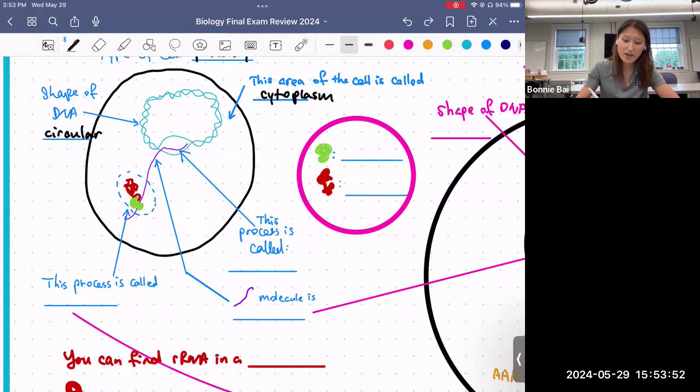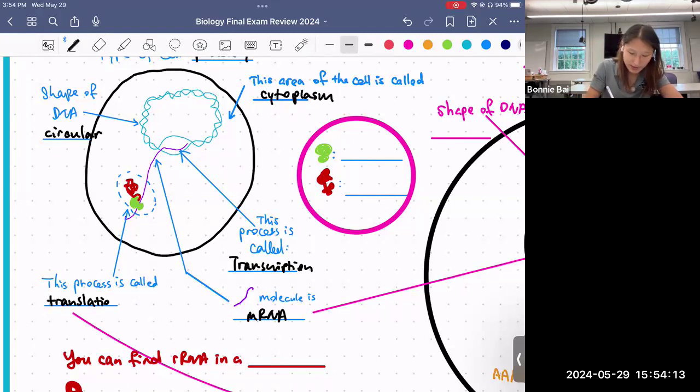Let's take a look at this process first. This process right here is transcription, and we know that because we're going around the DNA, right? We're making a single-stranded thing, and that's the mRNA being made. That is transcription. And then once the mRNA is done, over here we have translation. The green item will be our ribosome, and the red item is the protein that's being made, okay?